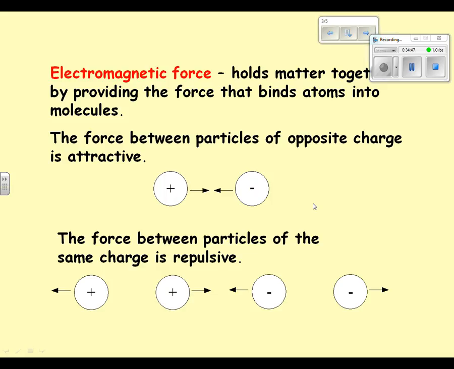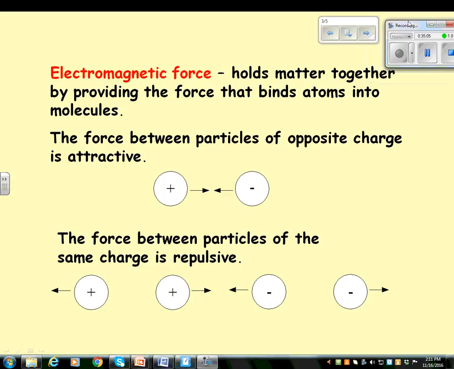The second fundamental force is electromagnetic force. It's what holds matter together. It holds you together, you guys. It provides the force that binds atoms into molecules. It is the force between particles of opposite charge, which is attractive. And if they are similar charge, then that force is repulsive. It's what holds stuff together. The electromagnetic force.